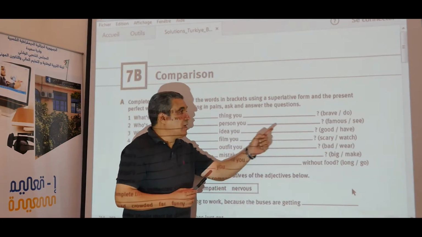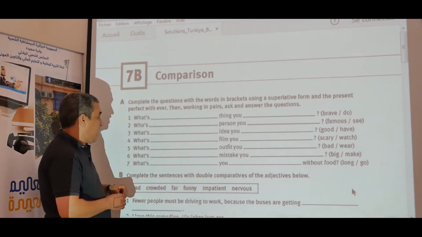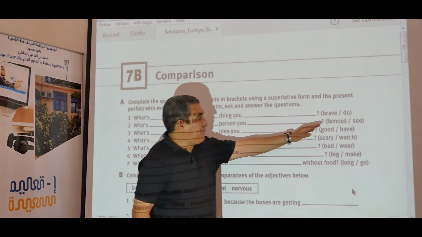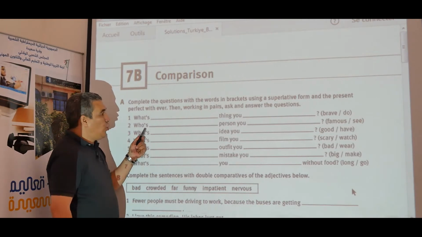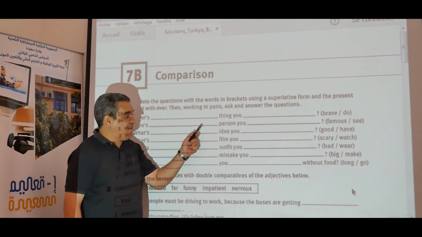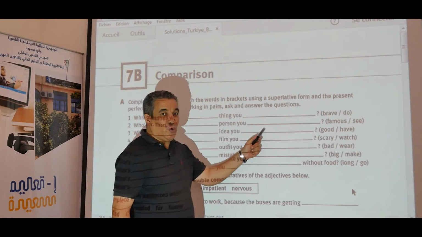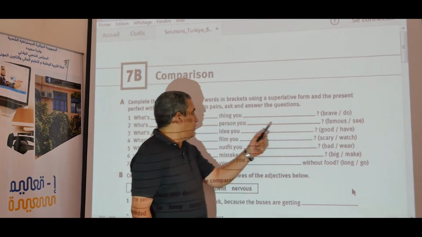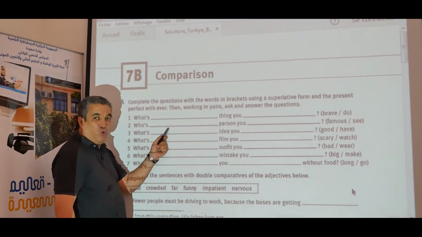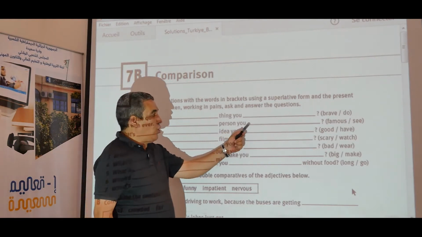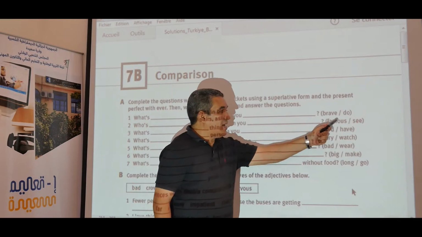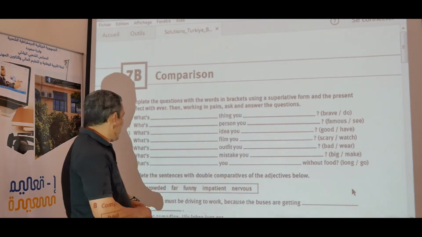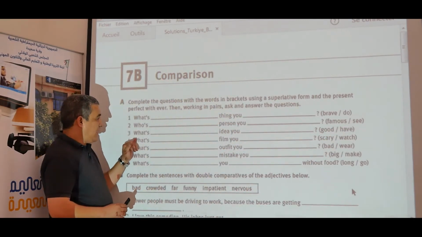The bravest, superlative form of the adjective brave. Now, famous, the verb see. So, who's the most famous person you've ever seen? Or you have ever seen. Present perfect.